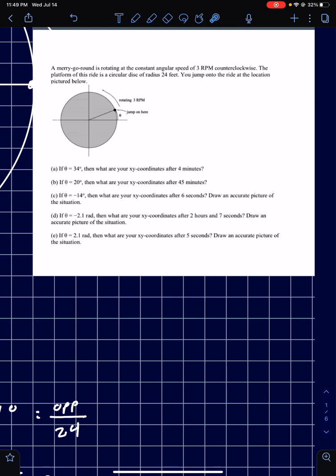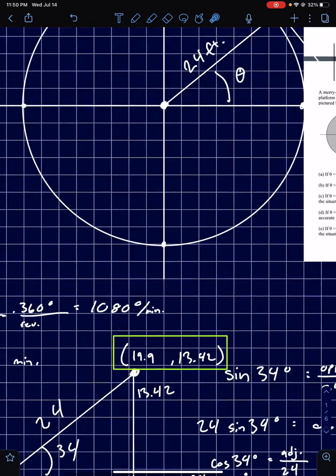For C, it's a little bit trickier because the problem asks, if theta is negative 14 degrees, what are your XY coordinates after 6 seconds? And after 6 seconds, we know that he's not going to be in the same spot. He's basically going to be 1/10 of 3 revolutions, because 6 seconds is 1/10 of a minute. And then it asks us to draw an actual picture.